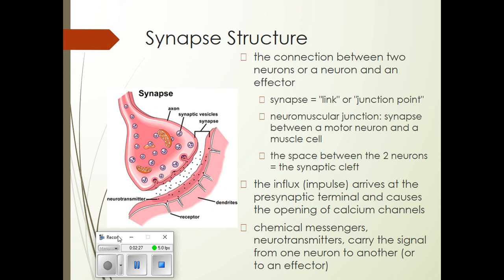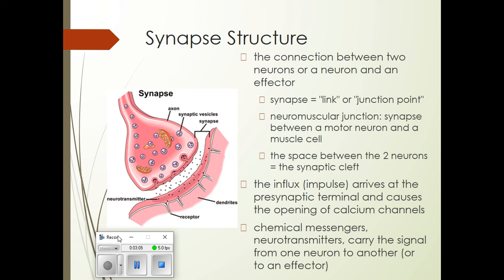Now, the thing that I need you to understand here is that a synapse involves physical space. One neuron is not physically touching the next one. There is a gap or a space between them. So this space between those two neurons is called the synaptic cleft. And so something is going to have to travel from one neuron to the next through the synaptic cleft, and that's what we're going to talk about.